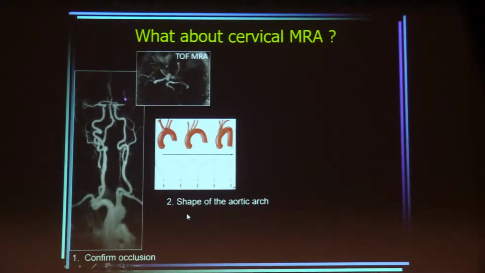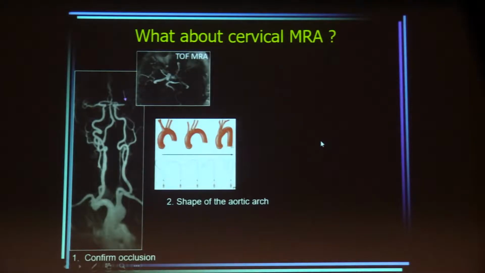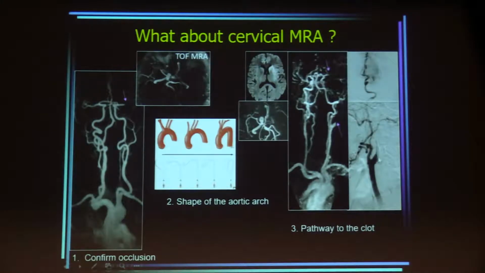The second information you get from cervical MR angiography after gadolinium is the shape of the aortic arch, which allows our colleague to choose the type of material they're going to use to get to the clot. And the last information, about similar but additional, is the quality of the pathway to the clot, and it's important to know if the bulb is occluded or if it's easy to get to the clot. And here again on the arteriography you can see that there is the same information on the MR angiography as on DSA before reaching the clot, which is located in the M1 proximal segment.